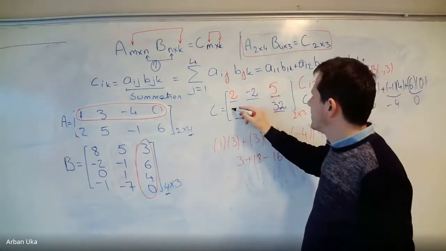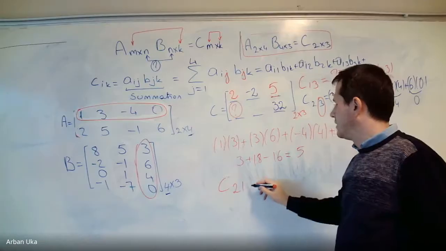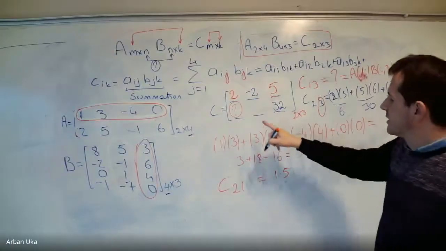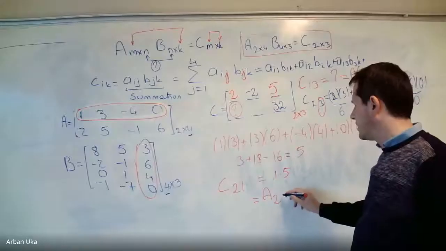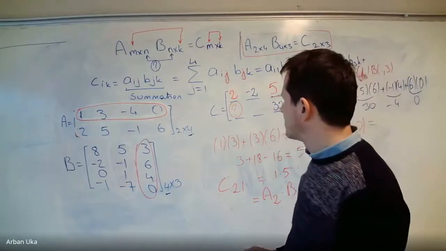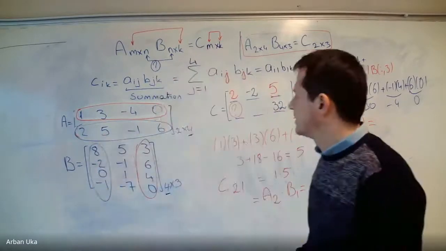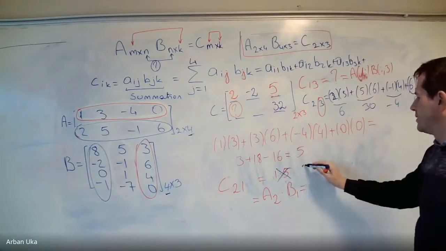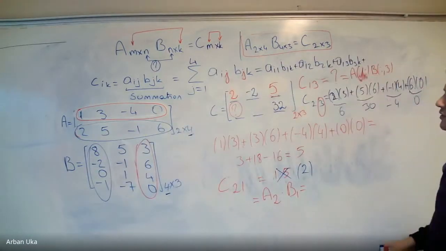Or who can find this number here? C21. 1 times 5, plus 3 times minus 1. But wait a second. C21, let's check for a moment. C21, this is the second row of A. Times the first row of B. 2 times 1, 2 times 5. So, sorry, 2 times 5, but this is 2, 1. I think we have to multiply, let me do this in blue. 2 times 8. Okay, so let's follow these in blue, right? So not this, but it's more like follow this row in blue and this column in blue. I think I'm correct.